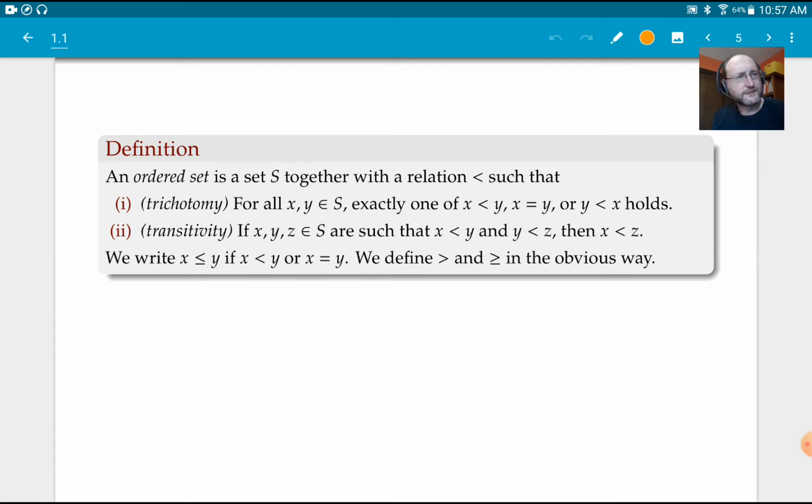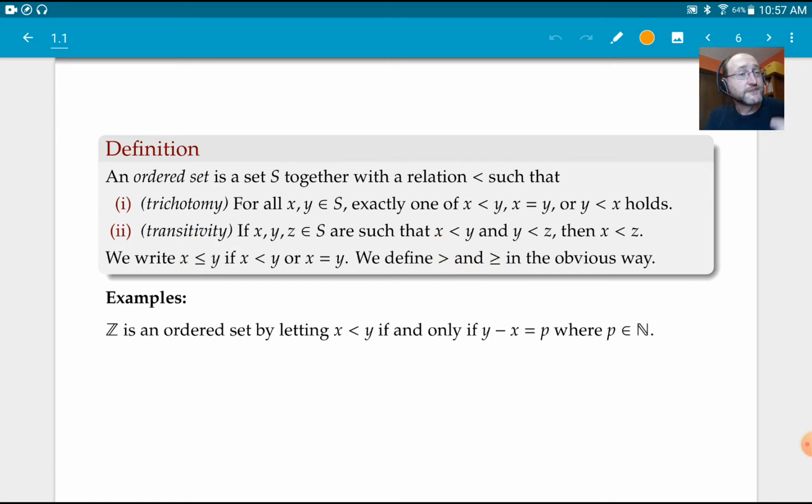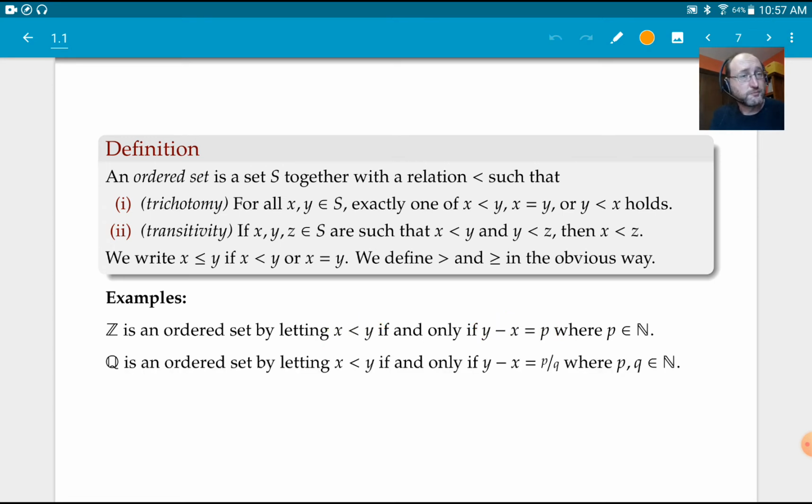And it's supposed to be transitive. So if x is less than y and y is less than z, then x should be less than z. That's an ordered set, and we define less than or equal to and greater than or equal to in the obvious way. Okay, so some examples of how you can define this ordering. For example, on the integers, you can define x is less than y if and only if y minus x is a natural number, meaning a positive integer. That's one possibility of definition.